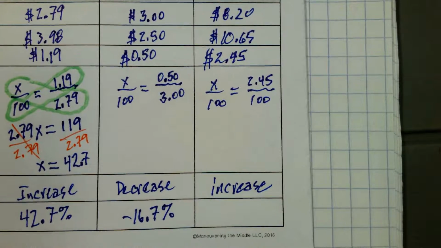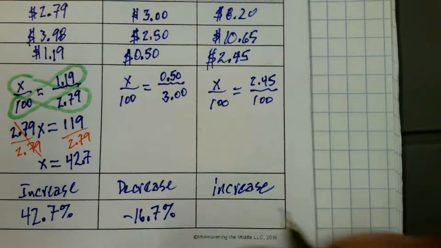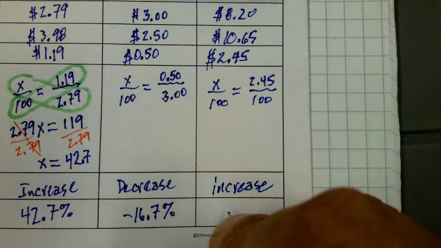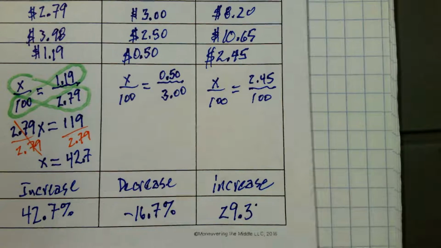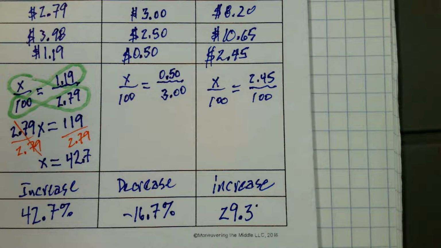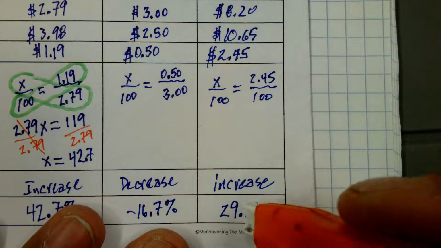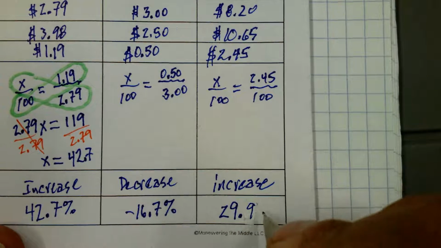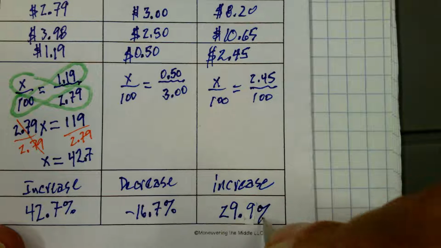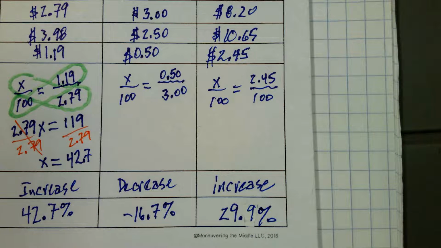Okay. So popcorn has gone up by how much? What percent? 29.9%. So like 30%, right? Wow. 29.9%. So hopefully that's what we all got. Okay. So for the next part, we're going to do the following.